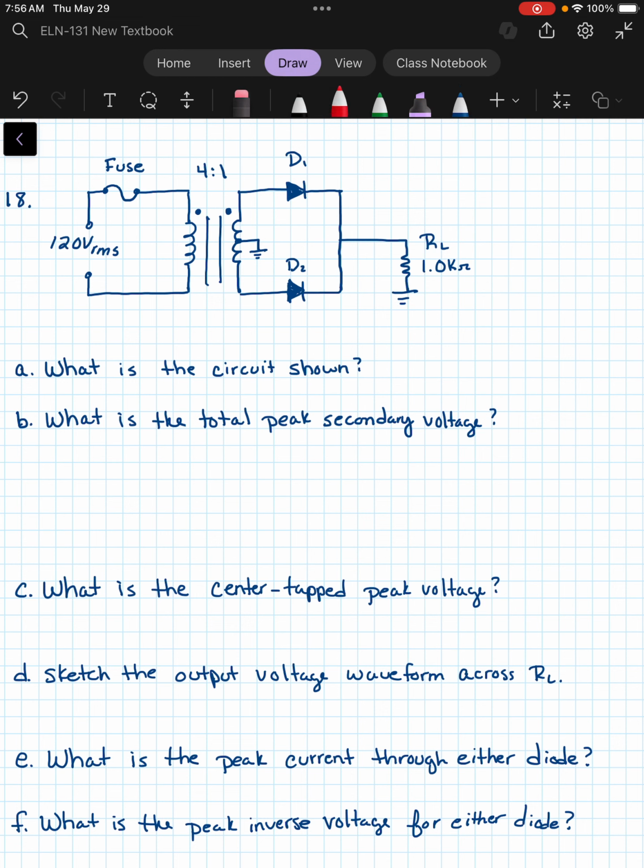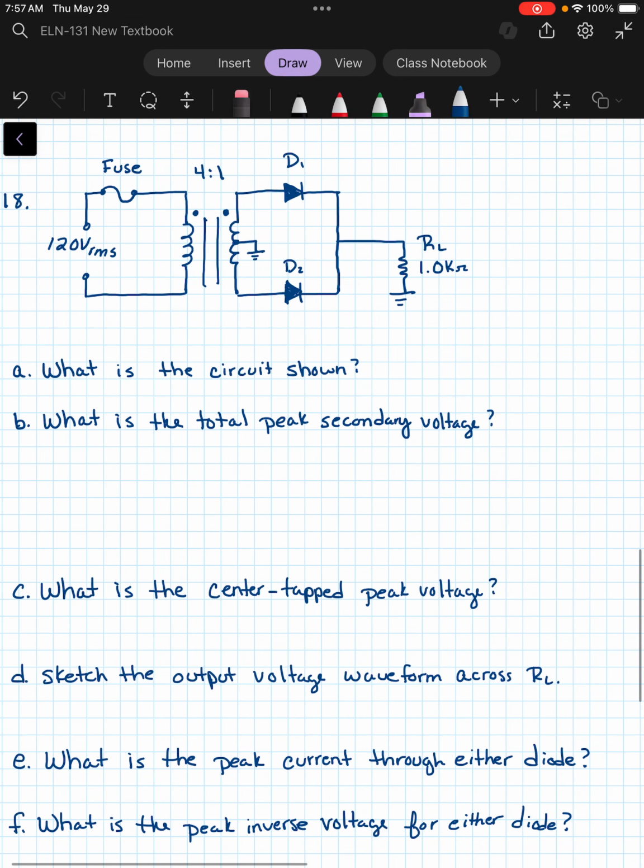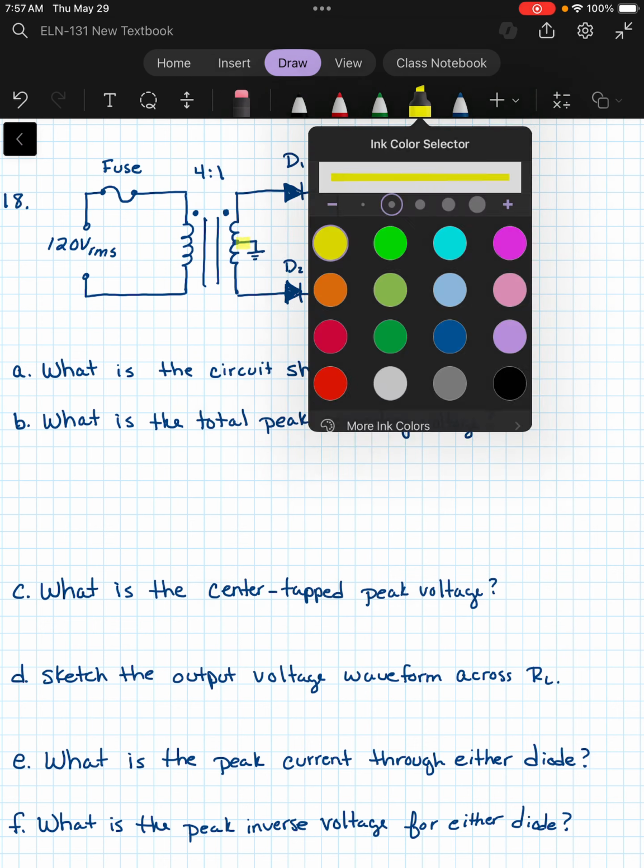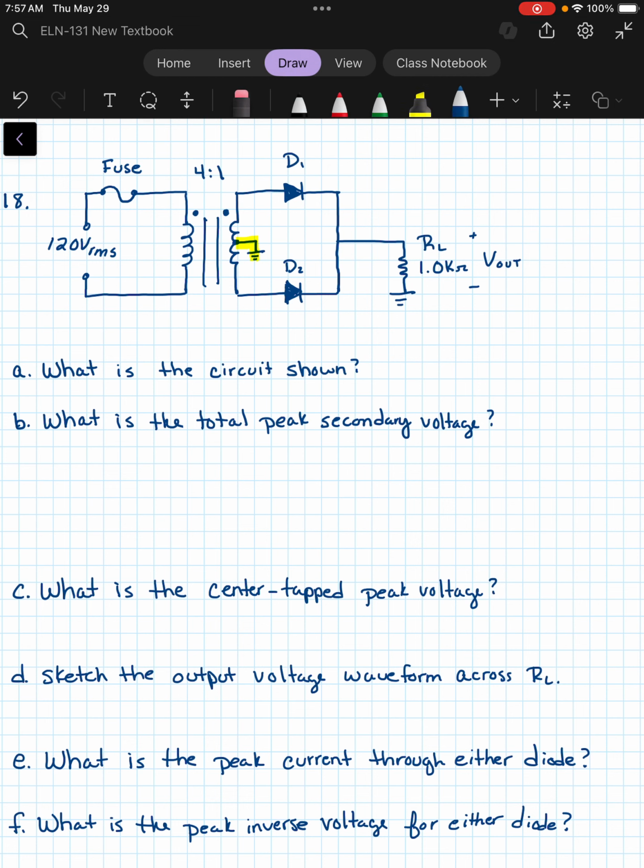First of all, we're asked, what is the circuit shown here? Well, we see that there are two diodes that allow for the positive portion of our waveform and the negative portion of the waveform to go through to the output. So what that tells us is we have a full wave rectifier. I'll put V out over here. And also we see that in the middle we have this center tap going to ground. So that tells me that this is a center tapped full wave rectifier circuit.